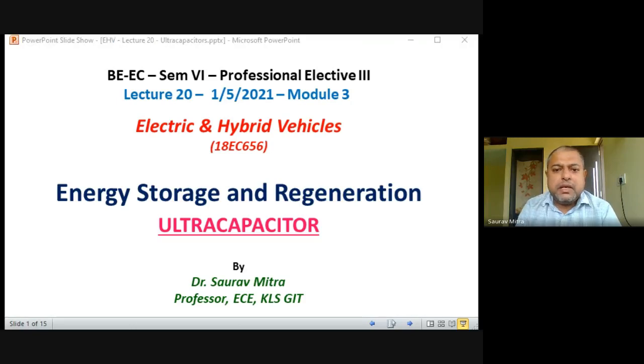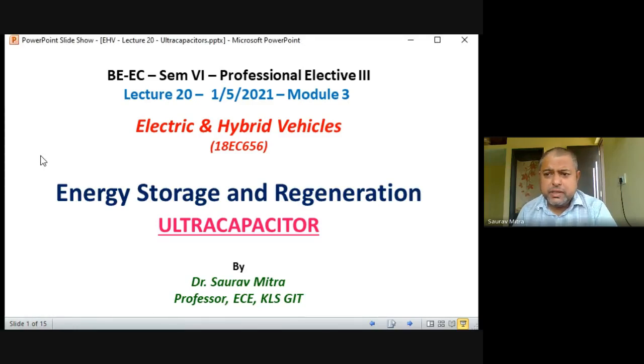Today's topic is ultracapacitor, and it is a capacitor which is charged to the maximum possible extent, and then we can get the supply from there. Whatever charge is stored in the ultracapacitor, later on that is used as a voltage source or power source.